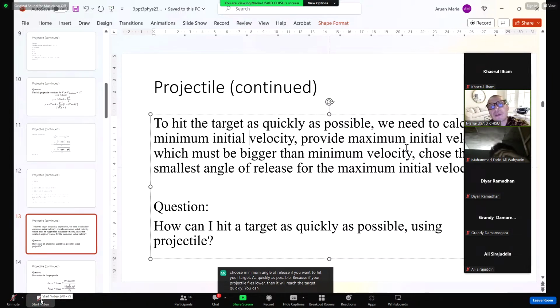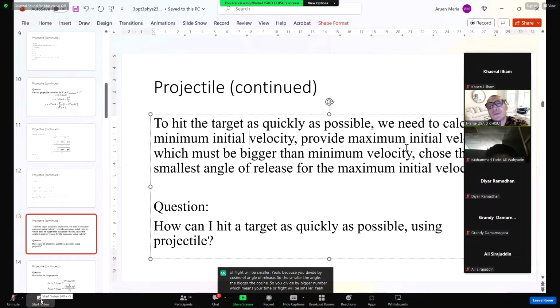You can calculate the time, and I think we have already calculated the time of the projectile's flight, and it shows that the smaller the angle of release, the quicker your projectile will hit the target. So the time of flight will be smaller, because you divide by the cosine of the angle of release. The smaller the angle, the bigger the cosine. So you divide by a bigger number, which means your time of flight will be smaller.